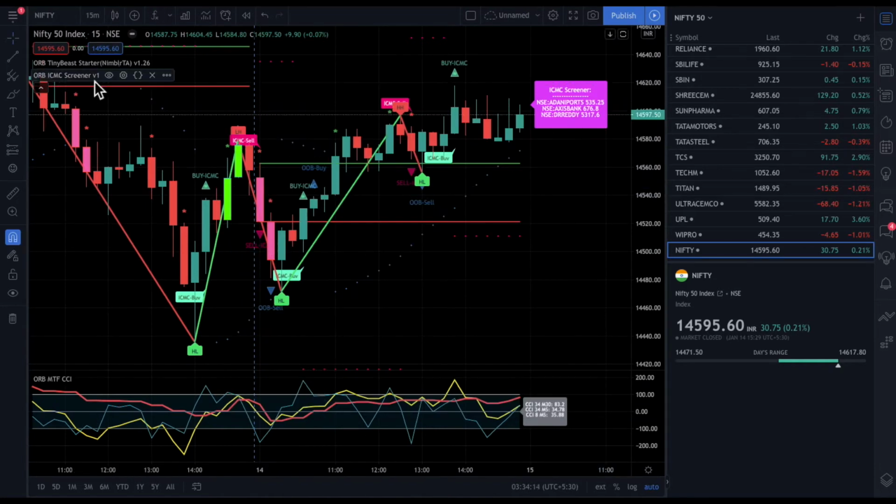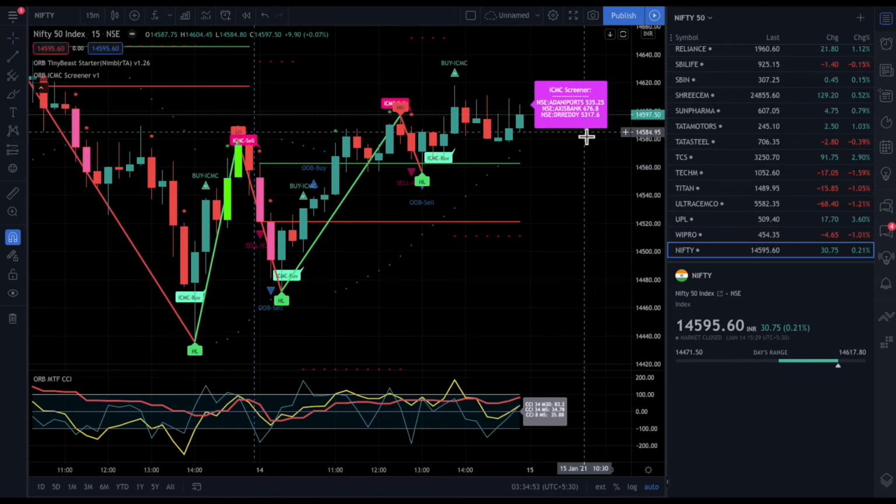The screener actually accesses a list of stocks, and then it finds out and gives you signals as to where the ICMC breakout is happening. So you don't have to flip through 40 charts or 100 charts. You can just apply this indicator on one of your charts and it will do the work in the background and then, on a periodic basis, give you the breakouts happening on the particular time frame. So suppose I'm here on the 15 minutes time frame, it is showing me the stocks where the breakout is happening on the 15 minutes time frame.